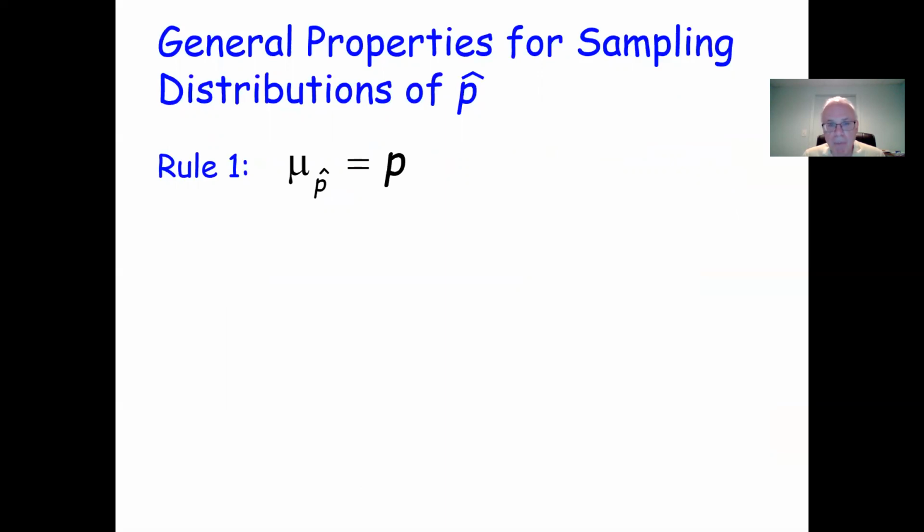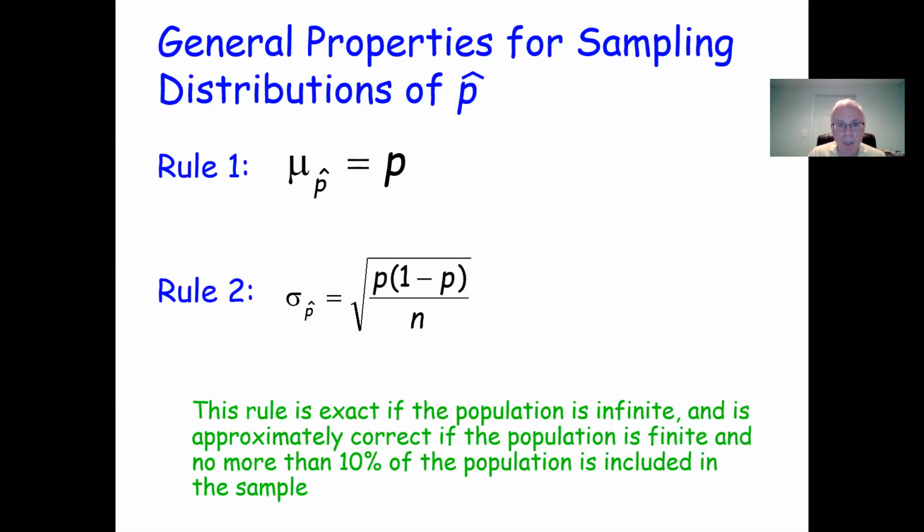Now remember, before, when we were dealing with sample means, mu x bar was equal to mu, which is the population mean. So the mean of the sampling distribution of sample means was equal to the mean of the population. But in this case, for proportions, the mean of p-hats, that is the mean of the sampling distribution of p-hats, is equal to the population proportion. And here's this fancy formula here.